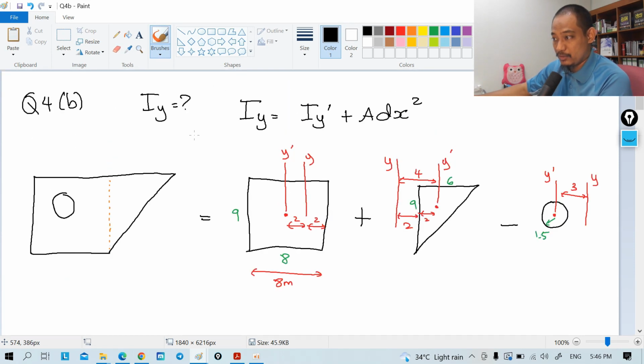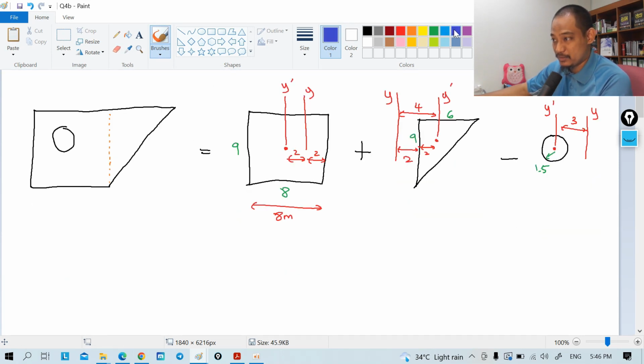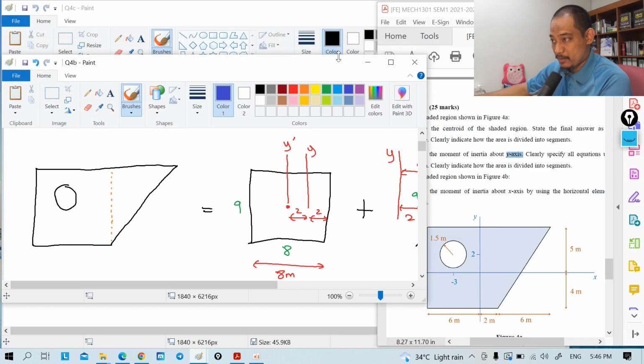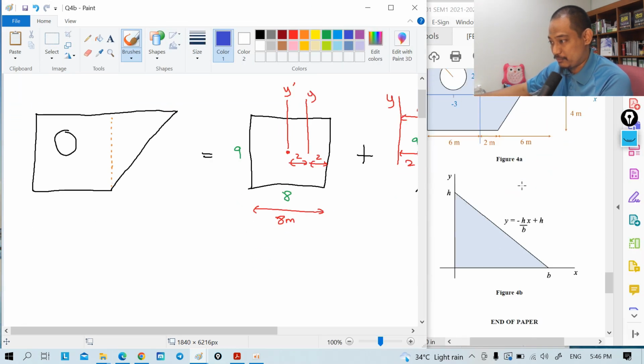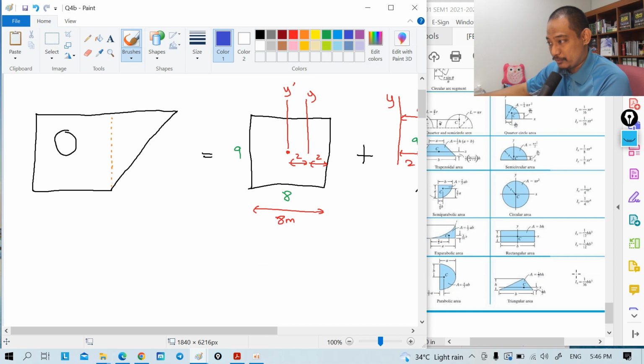So okay, another information that we need is the equation. So that is what we refer to in here. For a rectangle, if we take Ix, it is 1/12 BH cube, right? Or if we take Iy, we just flip it, 1/12 HB cube, right?